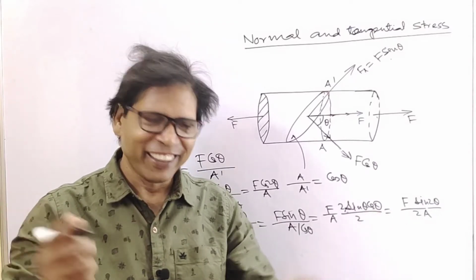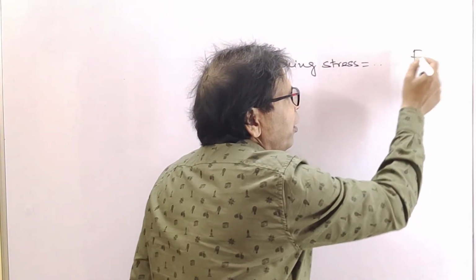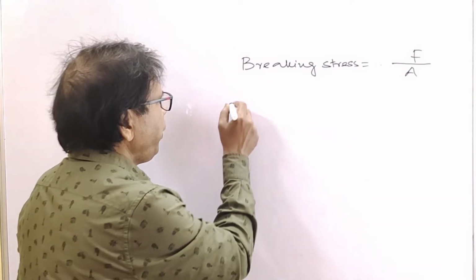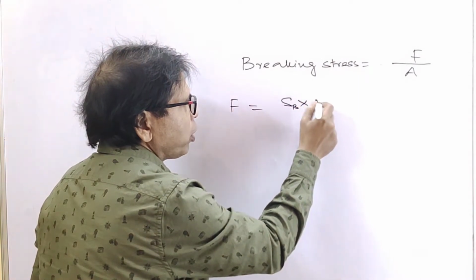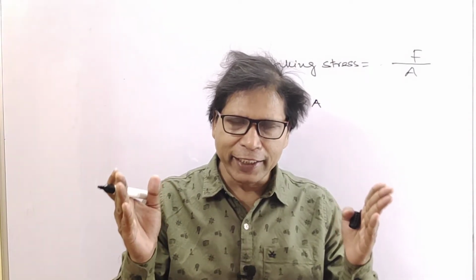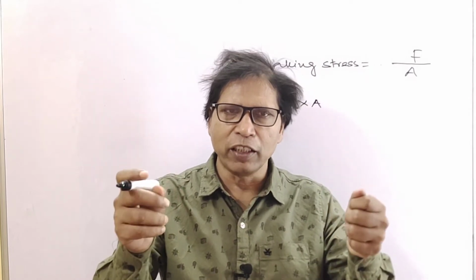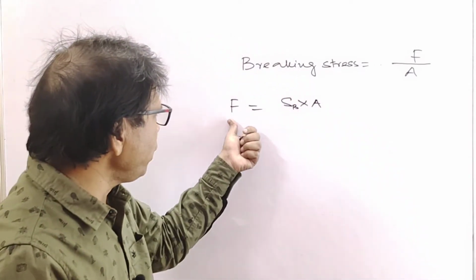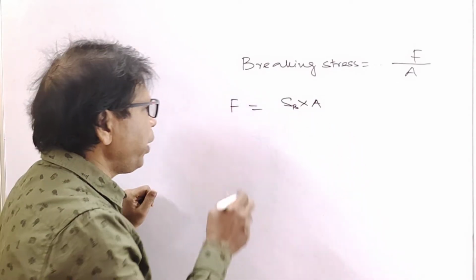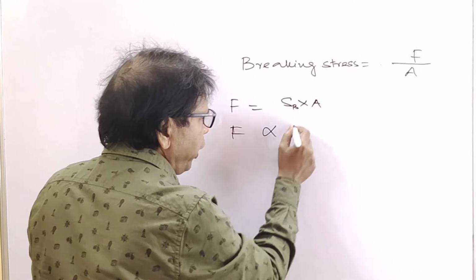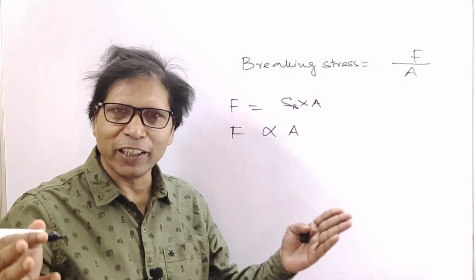Okay, next, breaking stress. The breaking stress is the breaking force divided by area of cross section. So breaking force F equals breaking stress into area of cross section. After a certain extension of a wire, the wire breaks. The force required for this breaking is called breaking force. So breaking force is directly proportional to area of cross section. Greater the area of cross section, greater the breaking force.